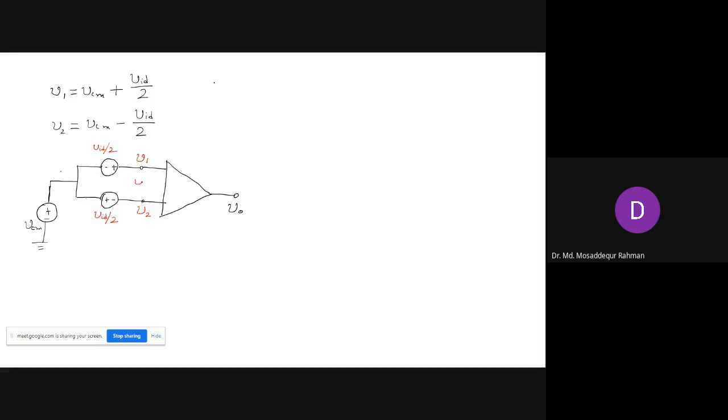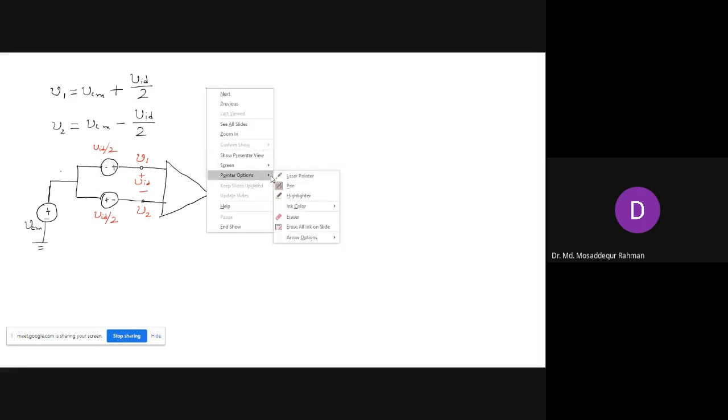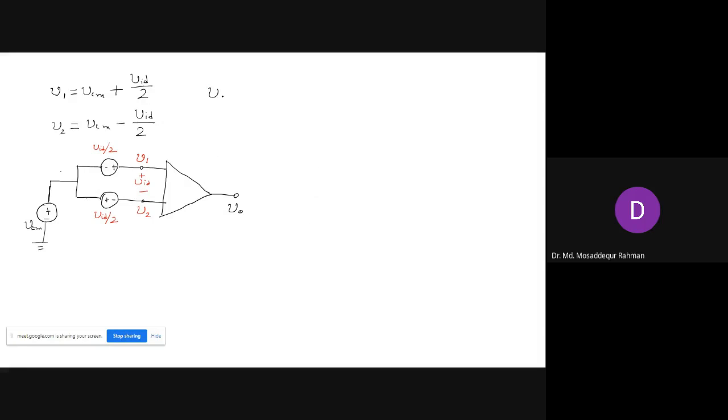So that is our differential voltage here. The difference between V1 and V2, that's VID. And also we have the common mode voltage going into both the input terminals. So then the output will be a combination of both the common mode and the differential voltage. So V0, previously we were writing for the differential amplifier, the differential gain times the differential input voltage.